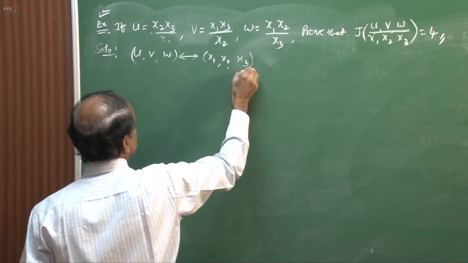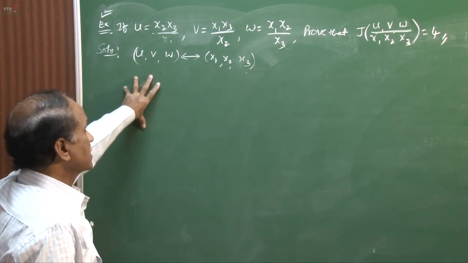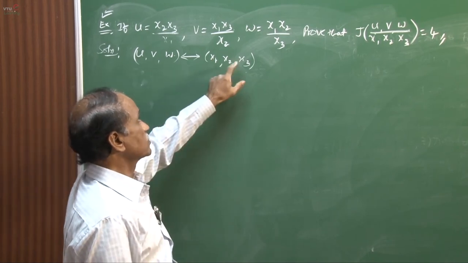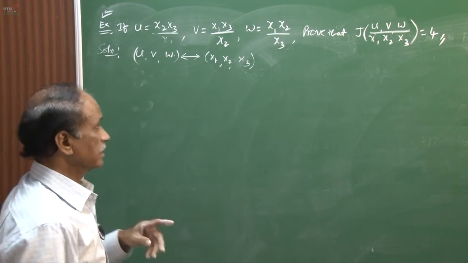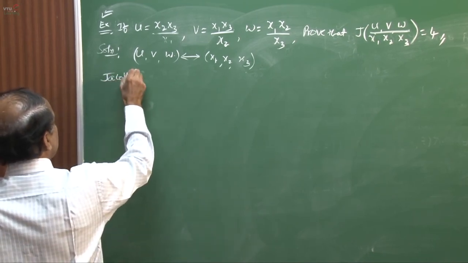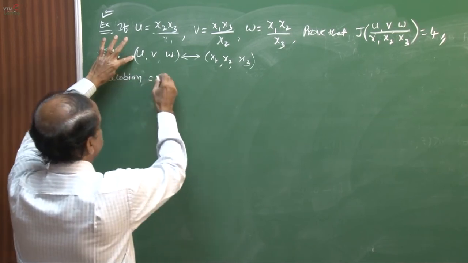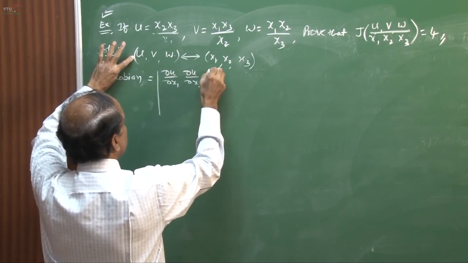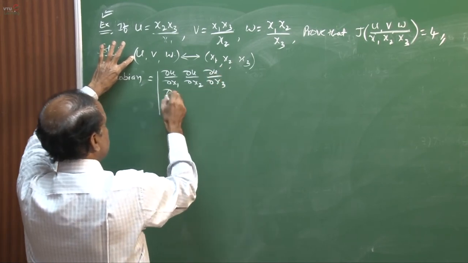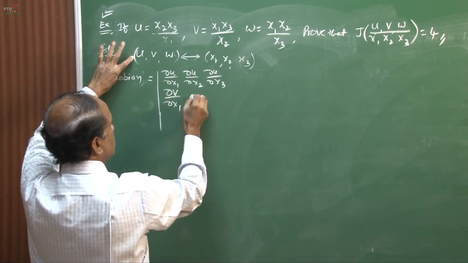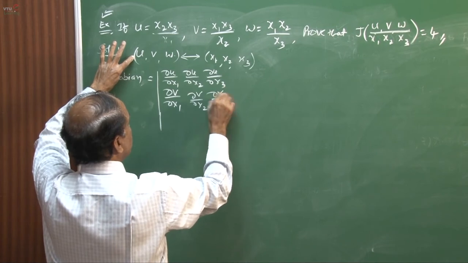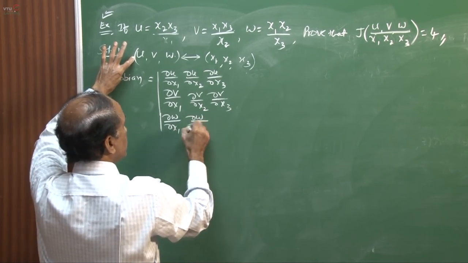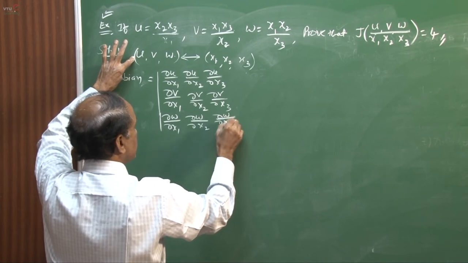U, V, W are connected to x1, x2 and x3. This is your functional relation. That means they are connected in this way. Now, the Jacobian you have to write as u, v, w with respect to x1, x2, x3. Then the Jacobian is equal to the determinant: del u by del x1, del u by del x2, del u by del x3, del v by del x1, del v by del x2, del v by del x3, and del w by del x1, del w by del x2, del w by del x3.